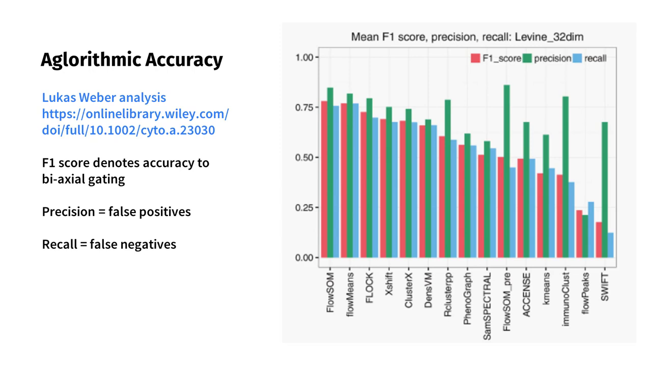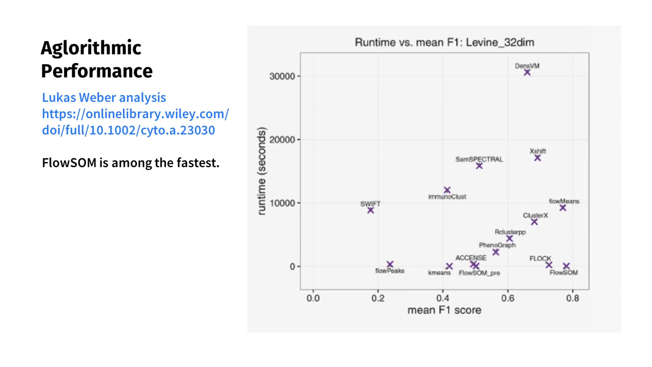The green and red bars represent performance on false positives and false negatives. flowSOM scores pretty well here too. This graph represents how performant the algorithms were in terms of compute time, and you can see that flowSOM is among the quickest to calculate.